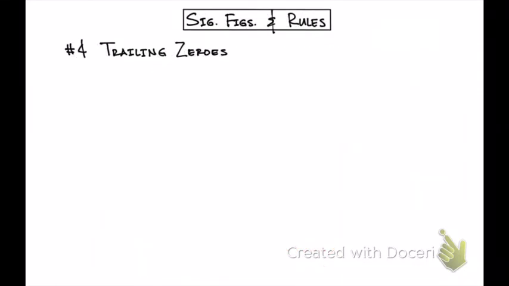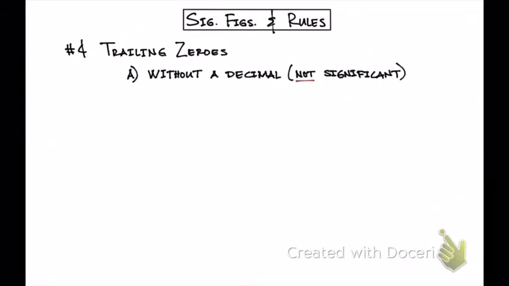So now the fourth rule involves trailing zeros. And these are the zeros at the end of a number. And there are 2 different types of trailing zeros. The first type is a number that does not contain a decimal. So if you have trailing zeros in a number that does not contain a decimal point, then those trailing zeros are considered not significant.